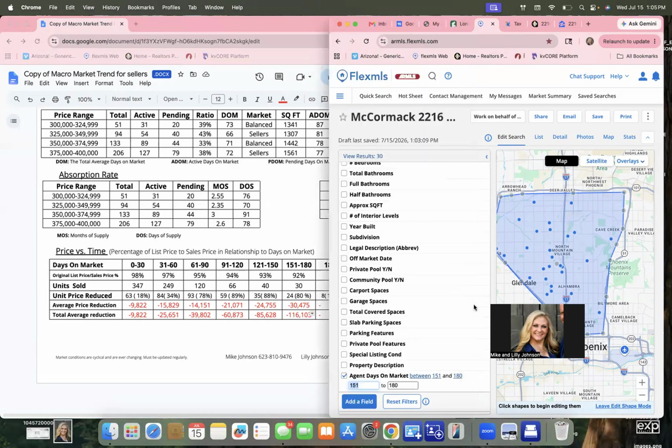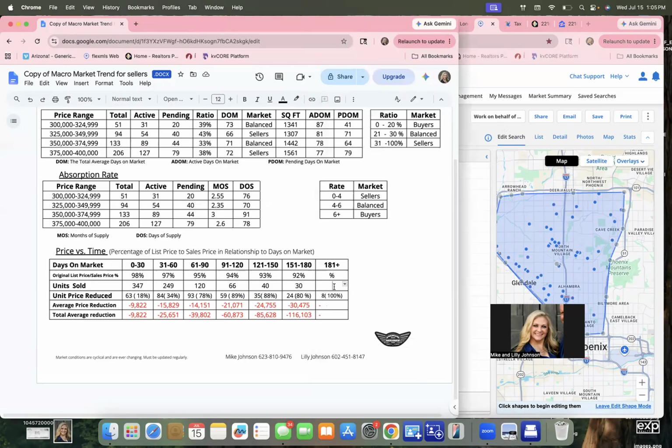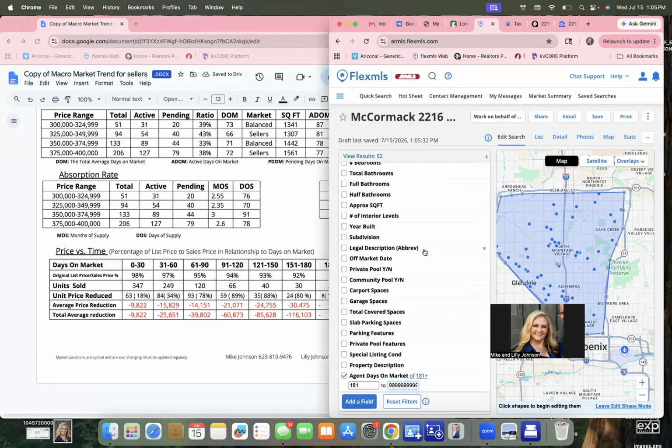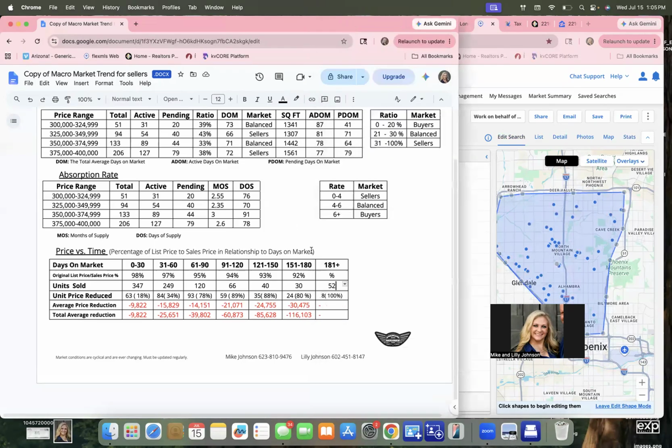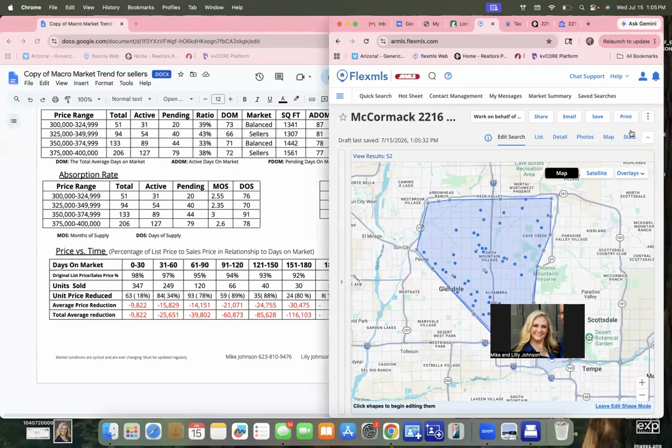Now we're doing 181 plus. So I'm just going to do 181 to 99999. Let's just say it was listed forever. Okay, 52. So once you're on the market for over 181 days, you're kind of screwed. Not screwed, but it still does sell, but you can see it just drops significantly.